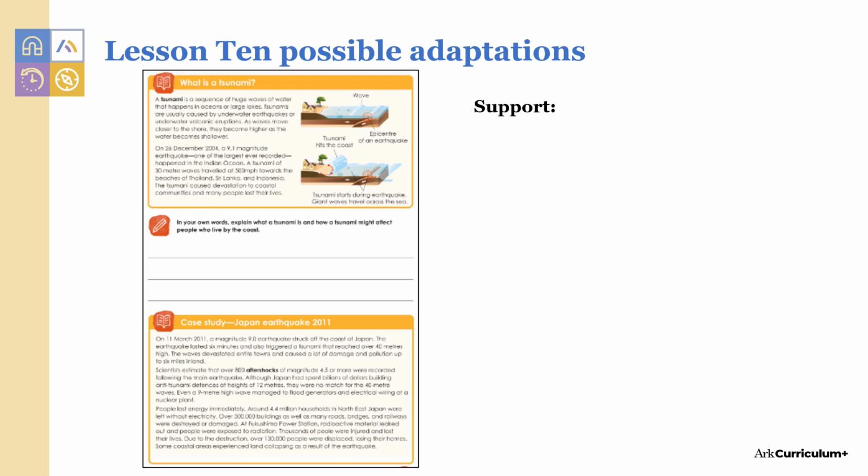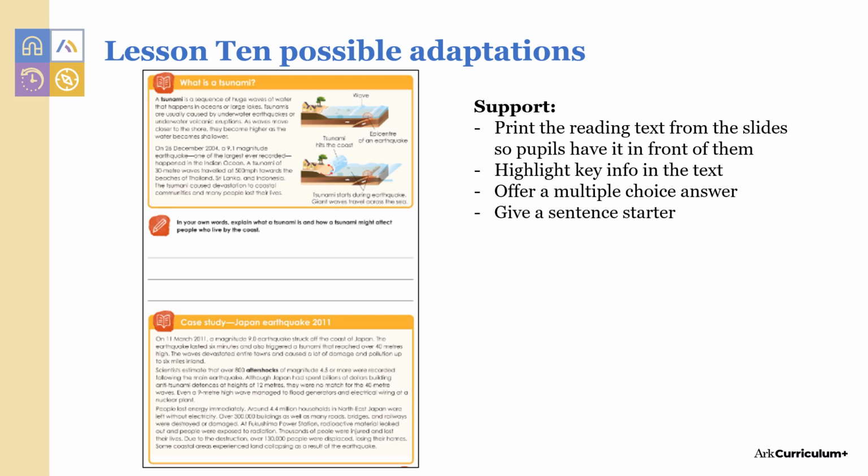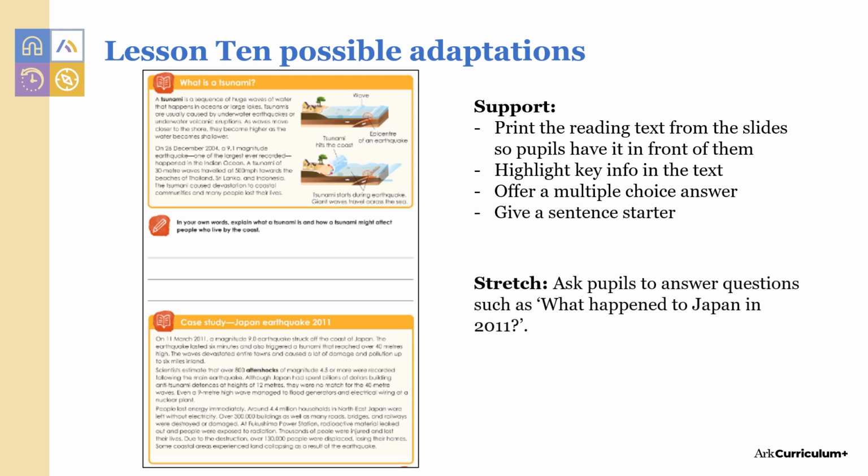And in lesson 10, where you can see there's extra reading, you could print the reading text from the slides instead so pupils have it in front of them. You could also enlarge the text if necessary. You could highlight the information in the text, offer a multiple choice answer, or give a sentence starter. Stretch pupils by asking them to answer questions such as, what happened to Japan in 2011?